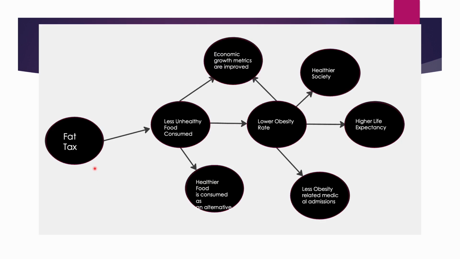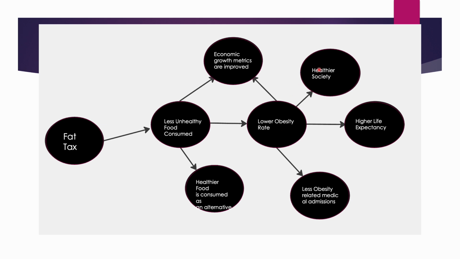In this slide, I'm going to be using a DAG to explore the empirical econometric model to assess the health and economic growth consequences of a fat tax, and why I believe it is the way to go. The fat tax would mean less unhealthy food being consumed, as people wouldn't want to pay a higher price for junk food, leading to healthier food being consumed as an alternative, which is the key. This would lead to economic growth metrics improving and overall a lower obesity rate. A lower obesity rate leads to a healthier society, which is exactly what this fat tax aims to do.